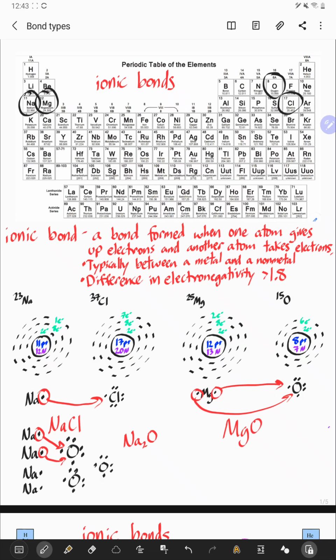Sometimes we need more of one element or more of both elements, as we'll do in further examples. But the way we determined that we needed 2 sodiums is because oxygen needs 2 valence electrons, and sodium only has 1 to give. So we need 2 sodiums in order for this to all balance out, for sodium to get rid of both of its electrons and oxygen to accept 2 electrons. Remember, oxygen's not interested in accepting only 1 electron. It's only interested in accepting 2.